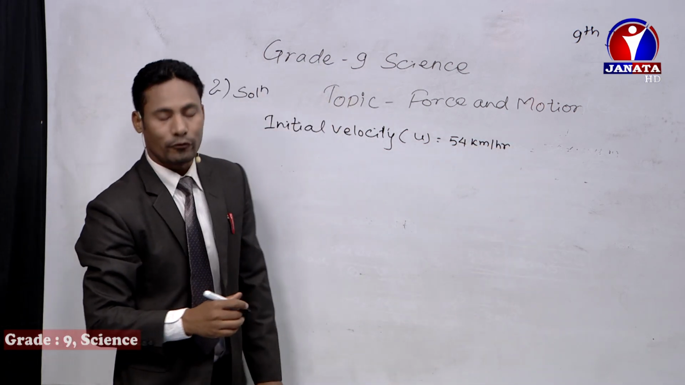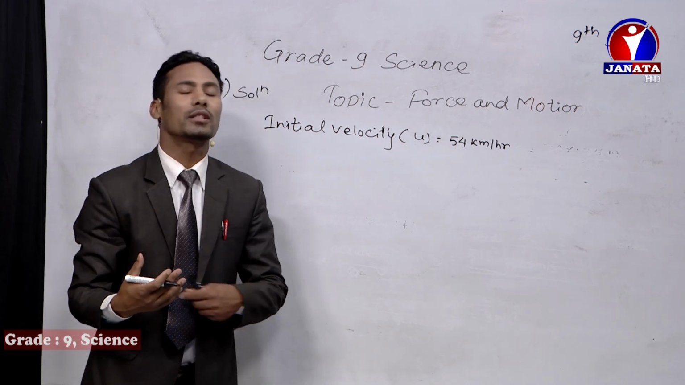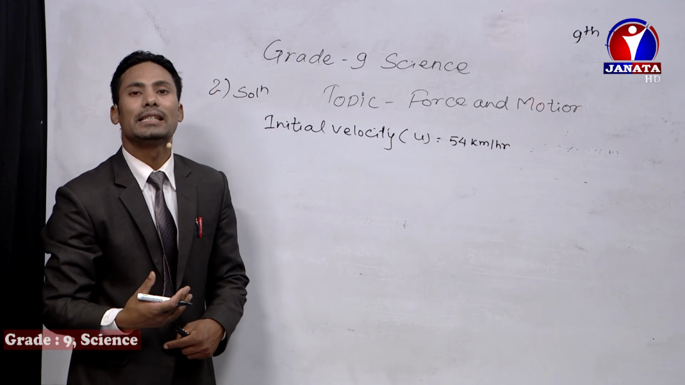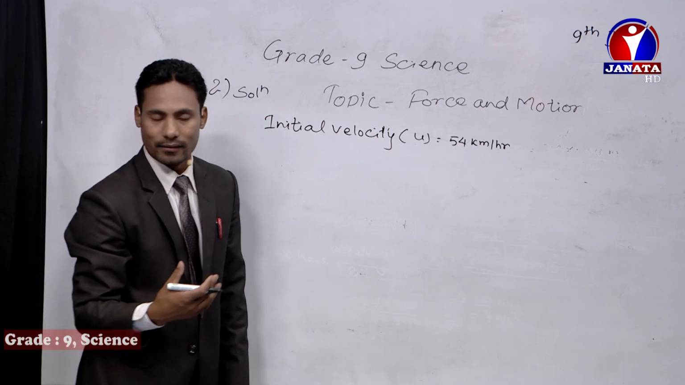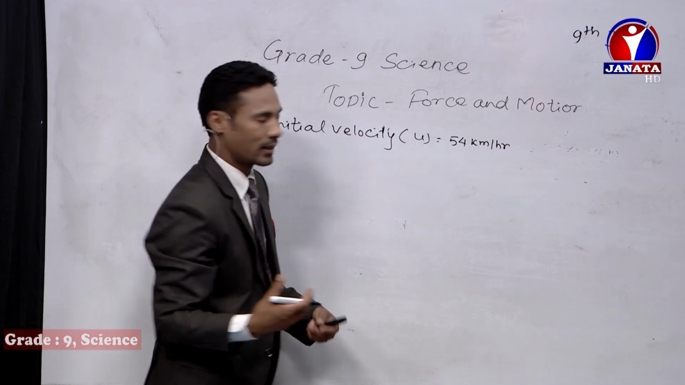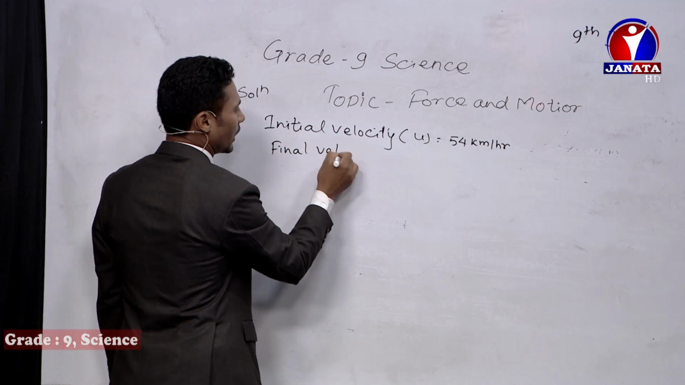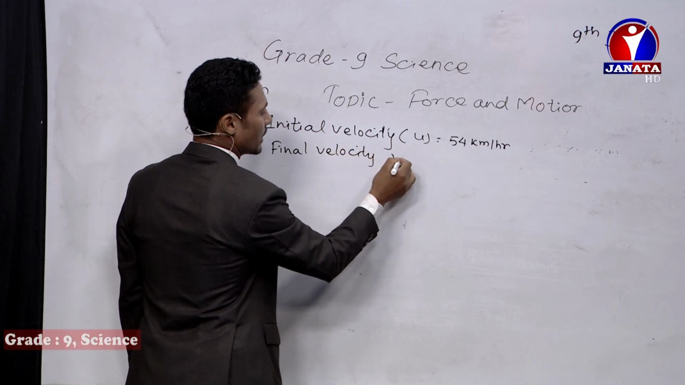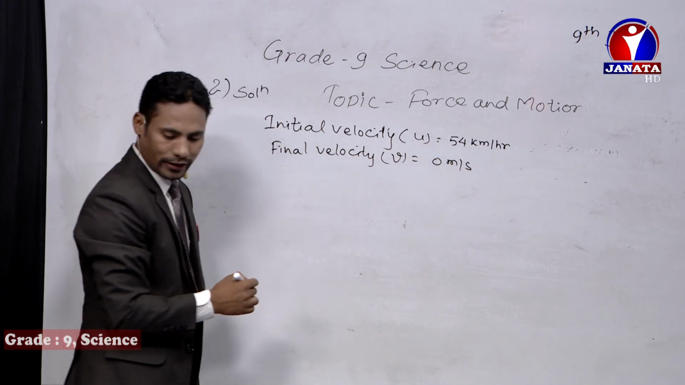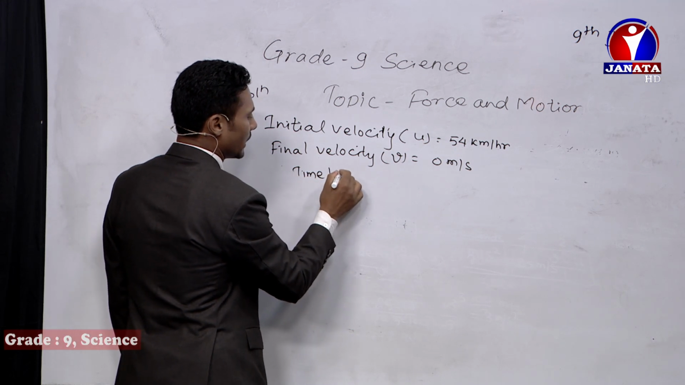Now after applying the brakes, the bus comes to rest, which means the final velocity is 0 meter per second, right? Why? Because the bus comes to rest. So the final velocity v equals 0 meter per second. And the time interval is also given there, the time taken.